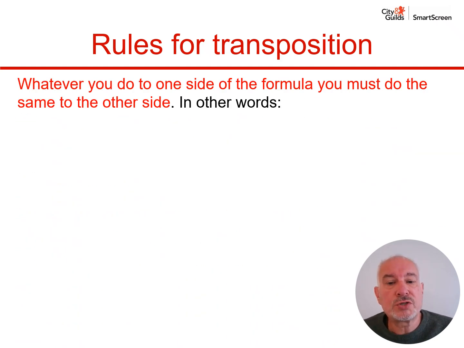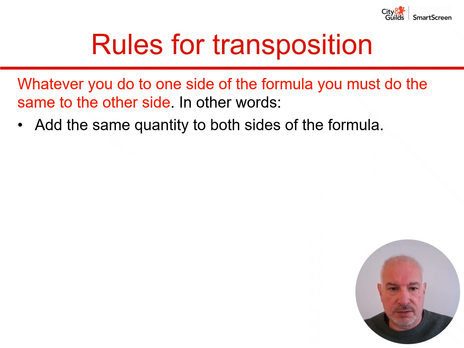Whatever you do to one side of the formula, you must do the same to the other side. In other words, let's think about addition. If we were to add something to one side of the formula, we need to add the same amount to the other side. Remember that the equal sign is essentially just telling us that what's on one side is the same as what's on the other side. They balance out, they equal each other.